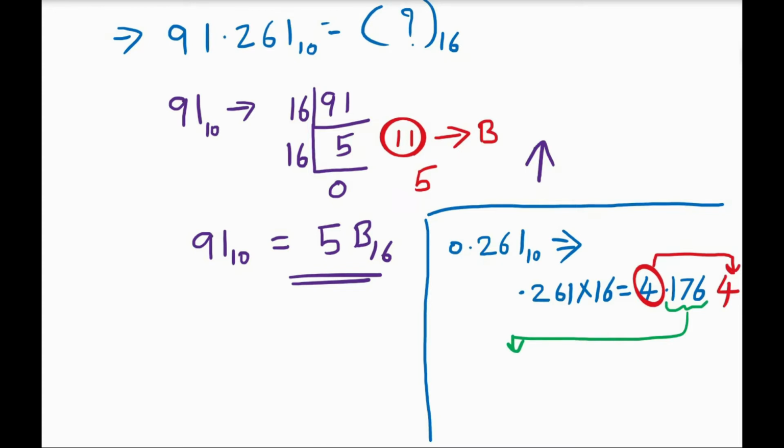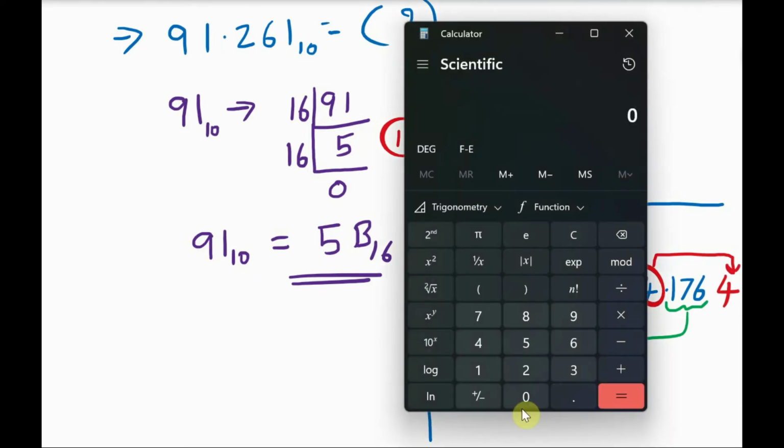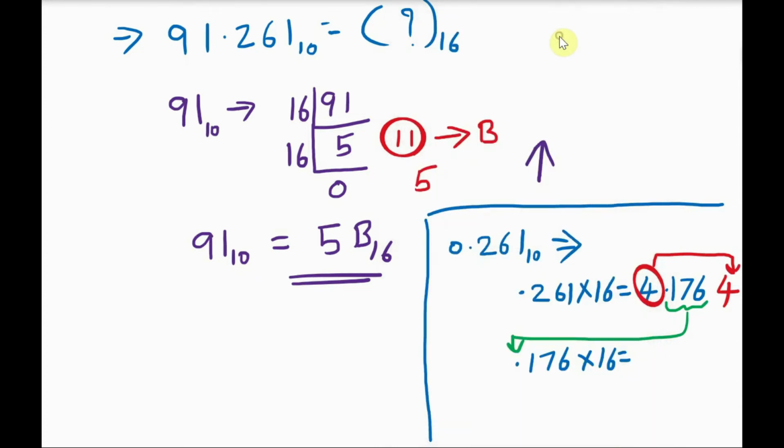We have to take the resultant fractional part again and multiply it. That means 0.176 into 16 is 2.816. Here also we have to take this integer part and write it separately.